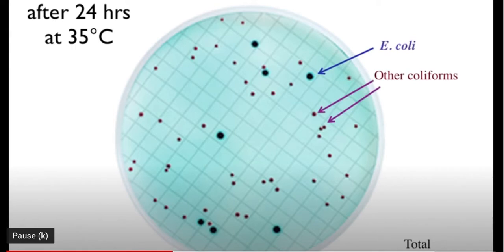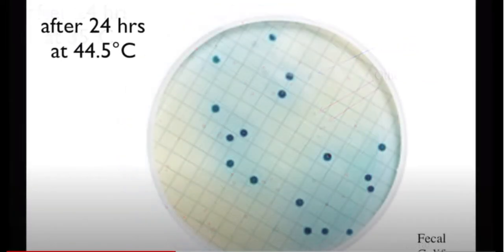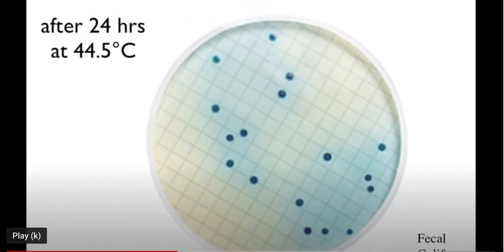Another thing that we can do, though, is incubate plates at a slightly higher temperature. So in this particular case, 44.5. The previous plate was held at 35. So all coliforms seem to grow equally well at that temperature, but when you raise the temperature to 44.5, now you can specifically target the more heat-resistant fecal coliforms. And so that's another way to get a more specific count without the background total coliforms. But sometimes you want total coliforms.